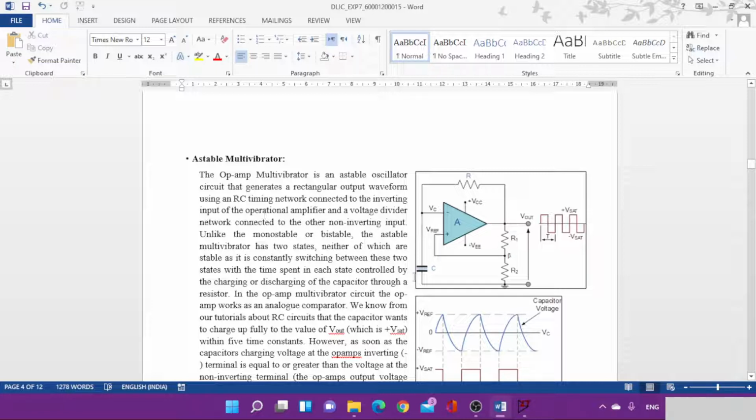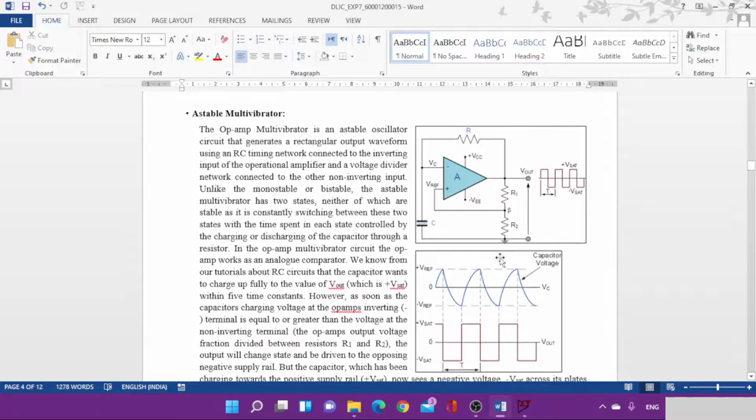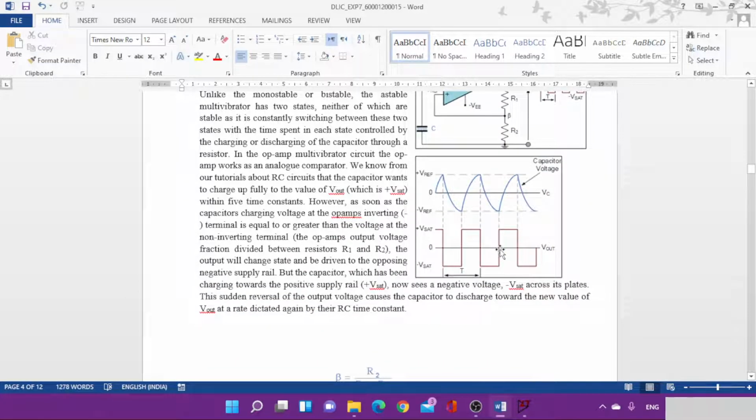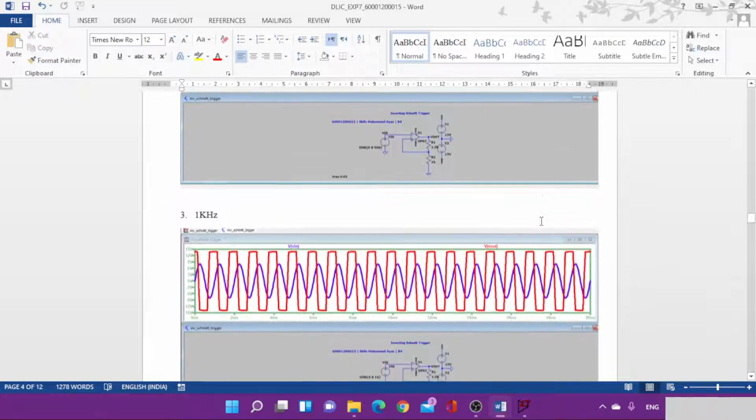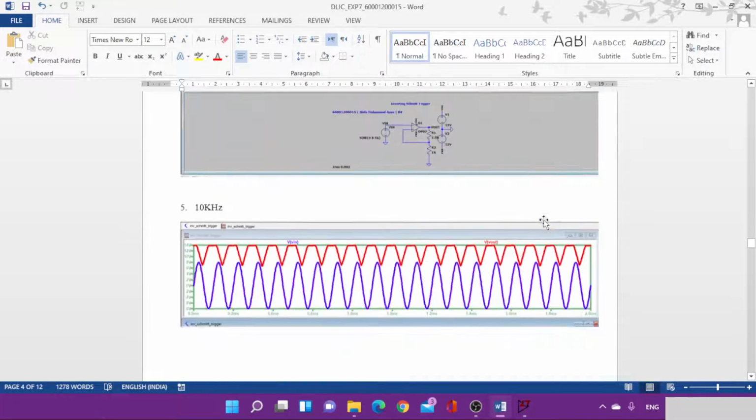And the voltage divider network is connected to the positive terminal, that is the non-inverting terminal. So depending upon the charging and discharging, we get to see these sort of triangular waveforms. So here are some of its calculations being shown over here.